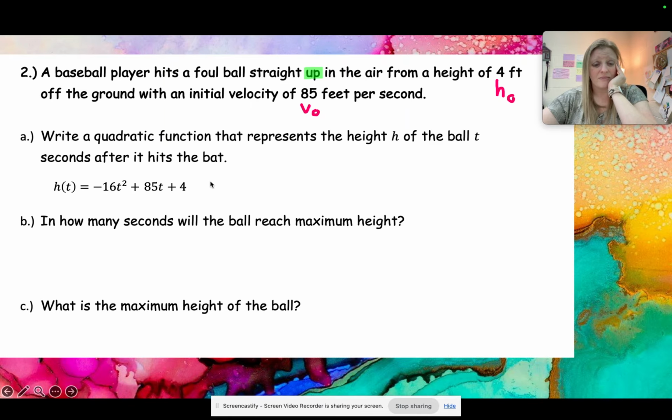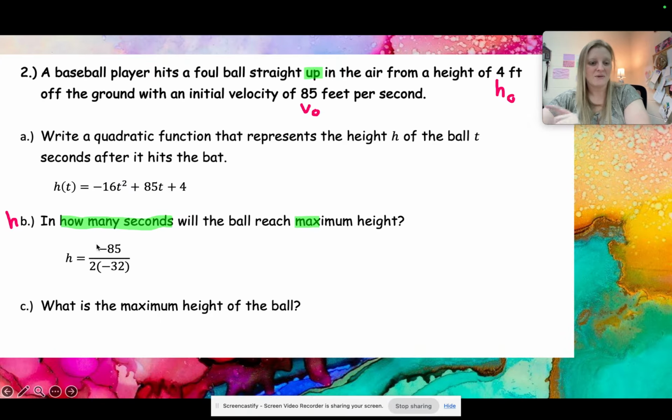A is done. Now letter B says, in how many seconds will the ball reach its max? So I see that word max. It's either H or K they want. Because they're asking for time, that's a when, that means H. So letter B wants H. So your job is to use your formula to get H.